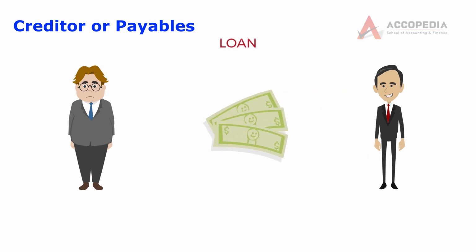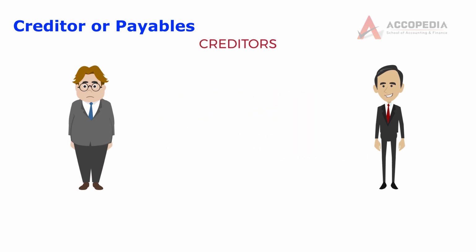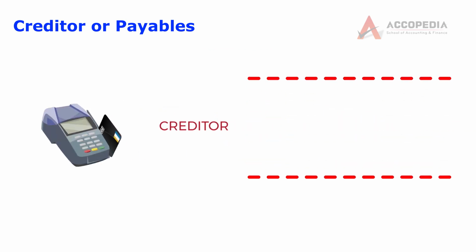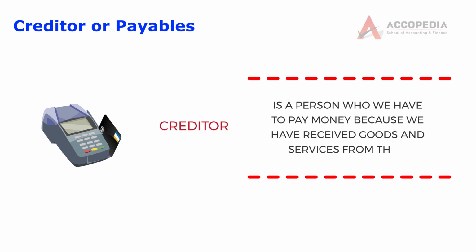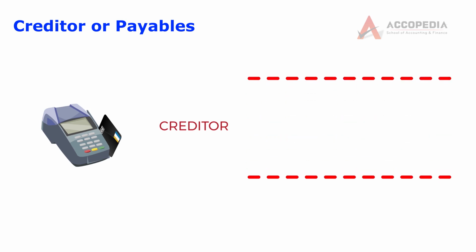So creditor is basically a loan, but there is a difference between a creditor and a loan. In a loan, we borrow money and we repay money. But in creditor, we have received goods or services and we have to pay money. So a creditor is basically a person to whom we have to pay money because we have received goods and services from them. Creditors or payables are broadly classified into 3 categories for display purpose, for presentation in reports. So we say creditor for goods, creditor for services, and creditors for others.